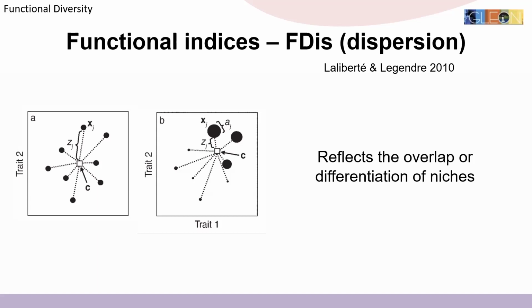Yeah? So when we have a lower functional dispersion, it reflects an overlap of niches. When we have a high dispersion, it means that we have a differentiation of niches. Then again, the species are not competing, they are using the resources better, and we have an increase in ecosystem functions. So here, species will be close to each other if they have similar traits, and far from each other if they have different combinations of traits.